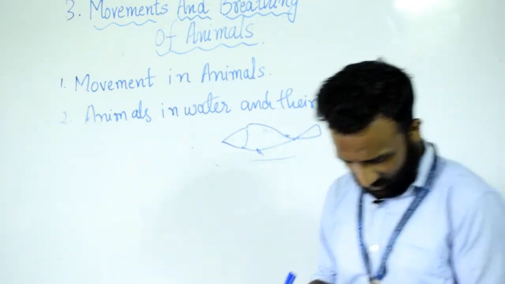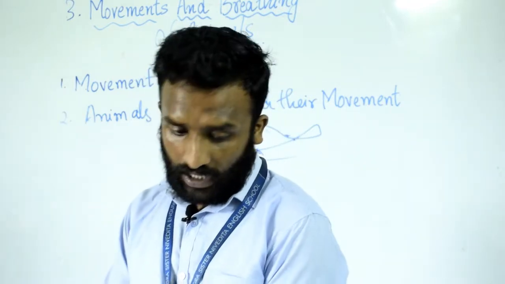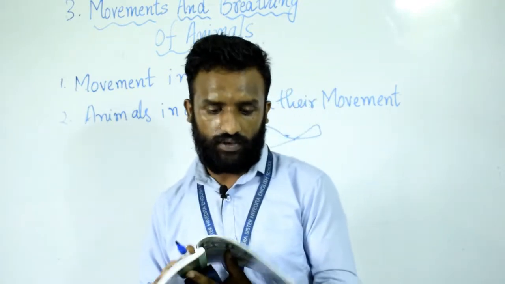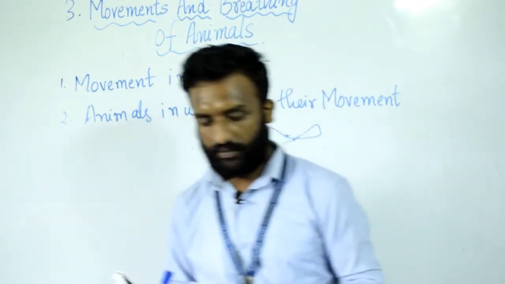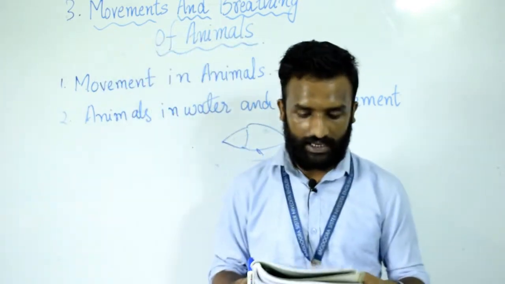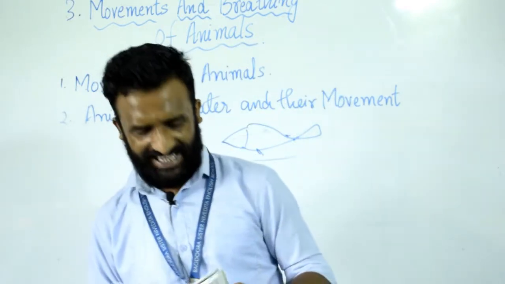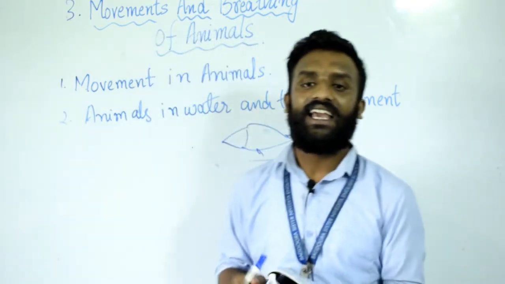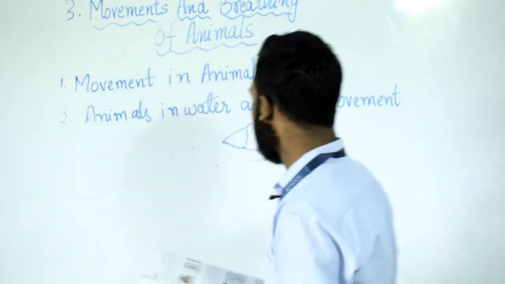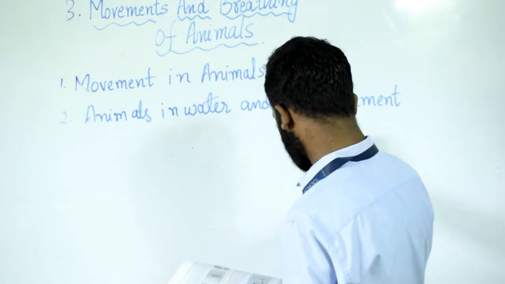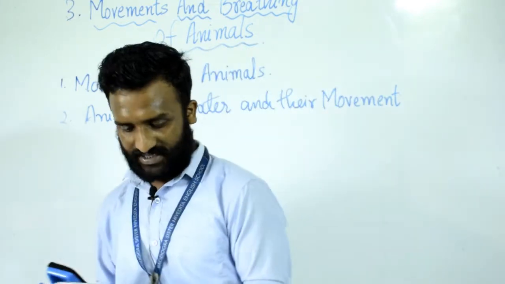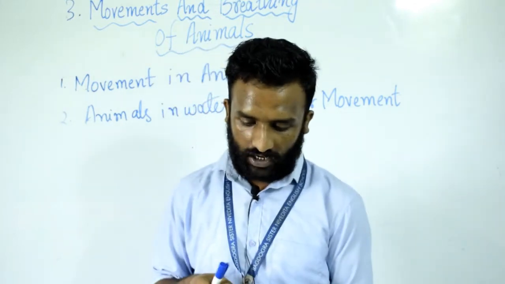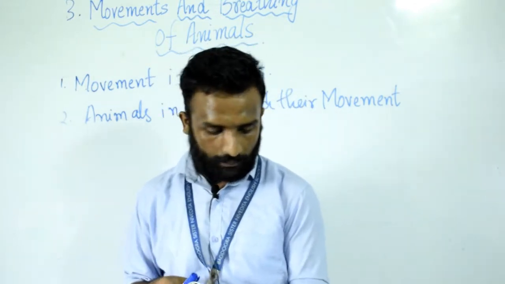Okay, again we have here, now in the next page we have about insects. Now let's go and see the movement of insects. Insects have six legs. Some insects only crawl, while some are able to crawl, hop and fly.